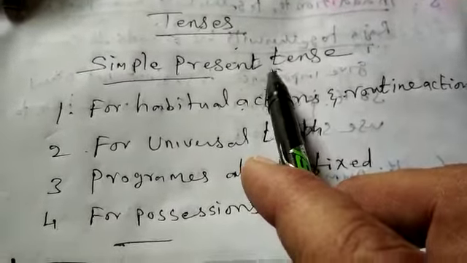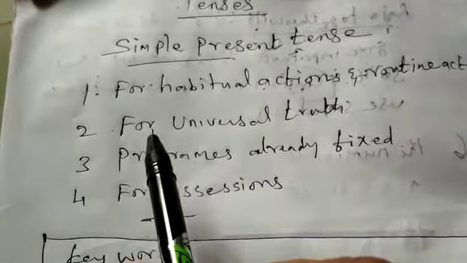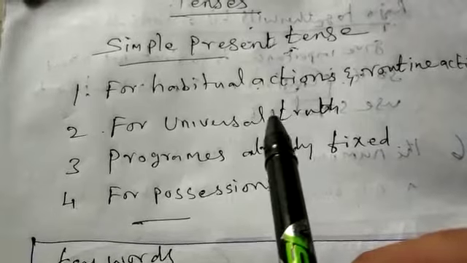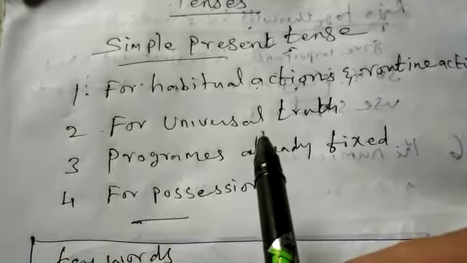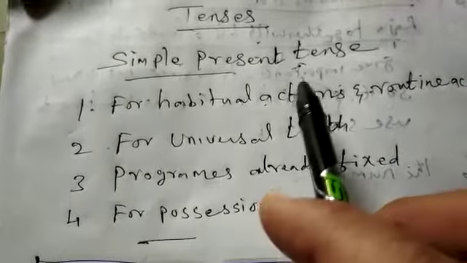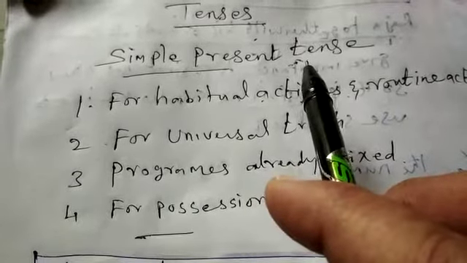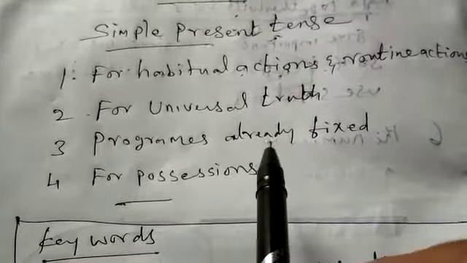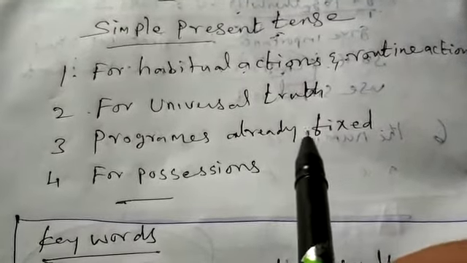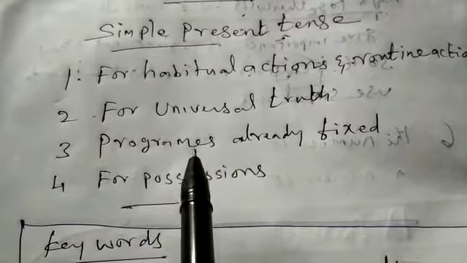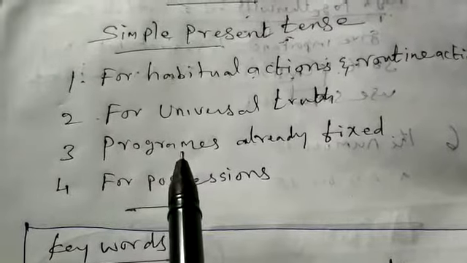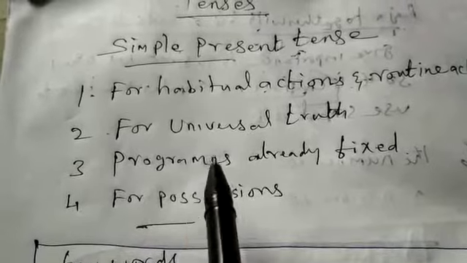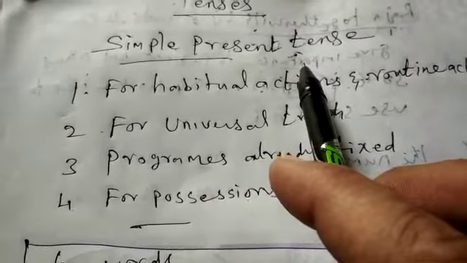Okay. Then, for universal truths, when we say about universal truth, we have to use simple present tense only. Third one, programs already fixed, pre-planned program. When we talk about pre-planned program, we have to use simple present tense.